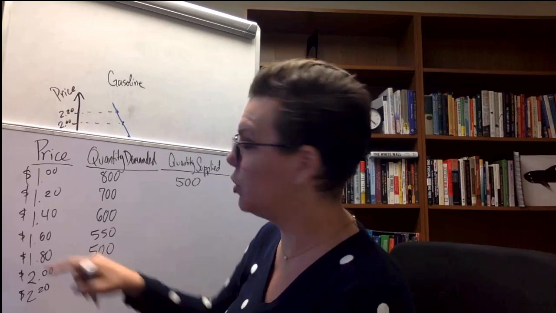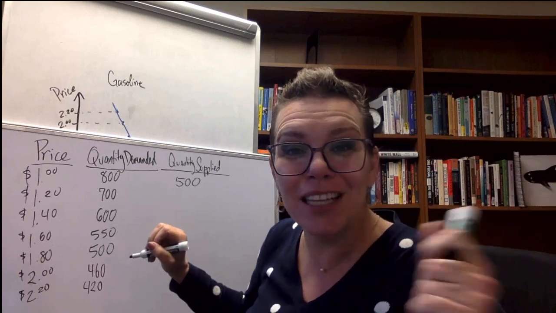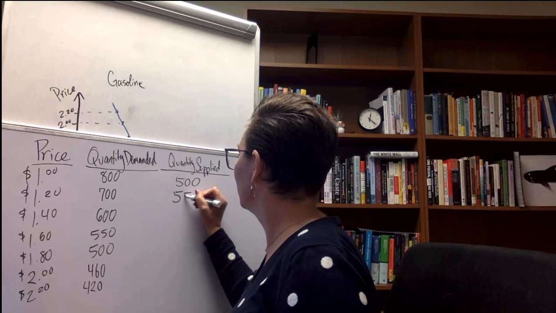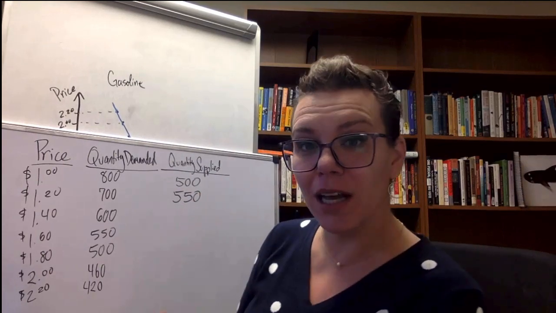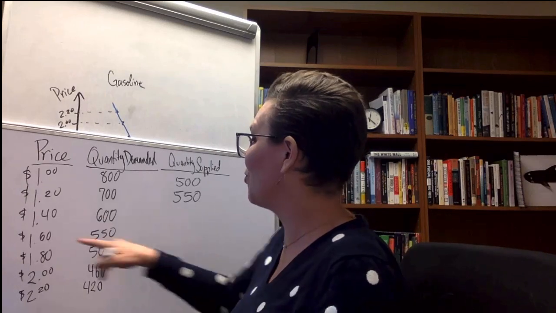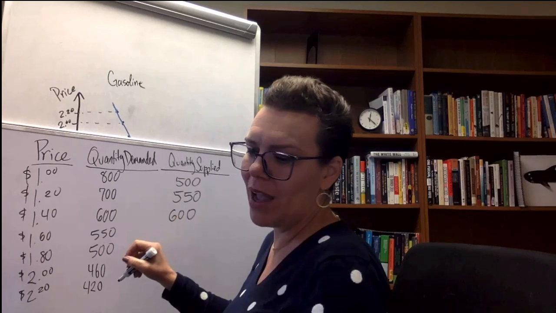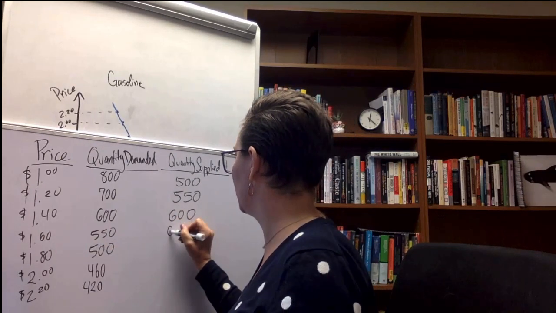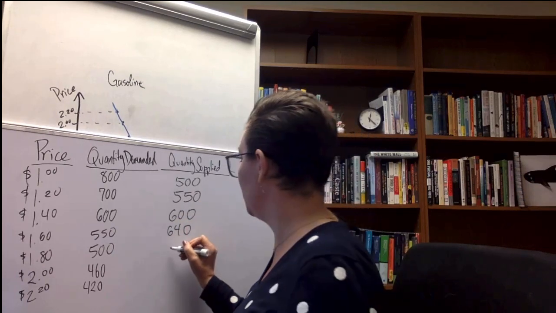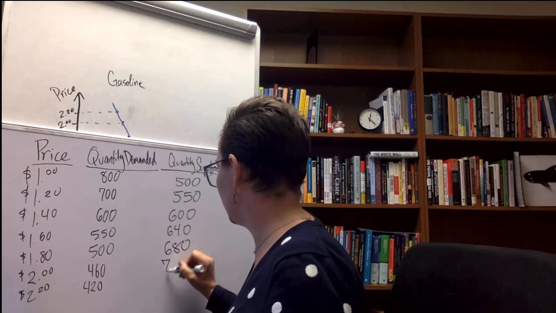At a price of $1.20, supply is going to go up. Not supply, quantity supplied. At a price of $1.20, quantity supplied is going to go up, giving us that law of supply relationship. As price goes up, quantity supplied goes up. At a price of $1.40, quantity supplied is going to go up to 600. At a price of $1.60, it's going to go up to 640. And at a price of $1.80, it's going to go up to 680. And then at a price of $2, it'll go up to 700.